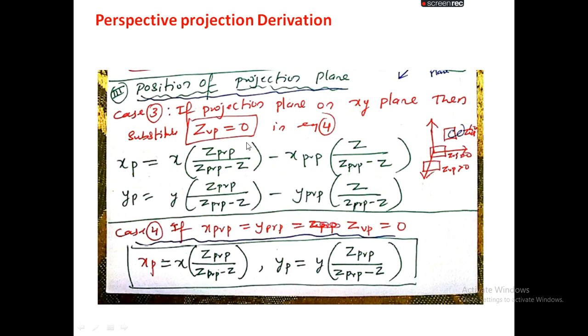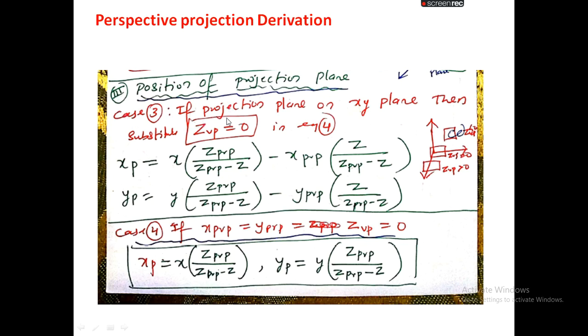Case 3 defines that we need to determine the position of the projection plane. As we discussed, the projection plane can be placed with ZVP value greater than 0, ZVP value equal to 0, or ZVP value negative. These are the three places you can place the projection plane. But where we are placing it here means case 3 and 4, with respect to Roman number 3.